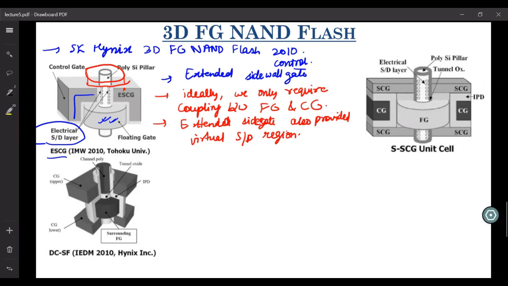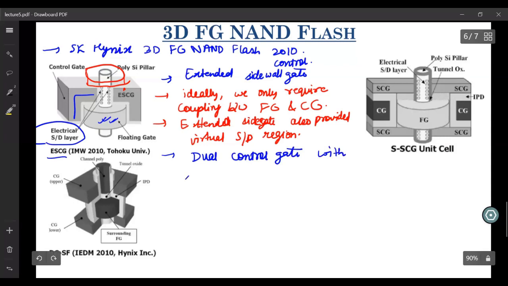Then the second innovation, I would say, that also came up from Hynix itself, was called the dual control gate structure with surrounding floating gate. So there they used two control gates. This was one control gate and this was another control gate, and the floating gate was inside to have this operation.